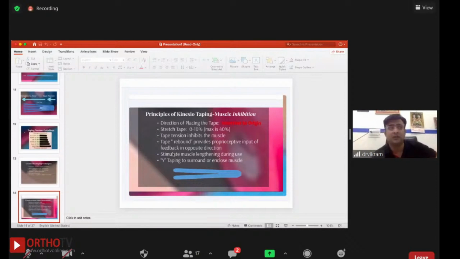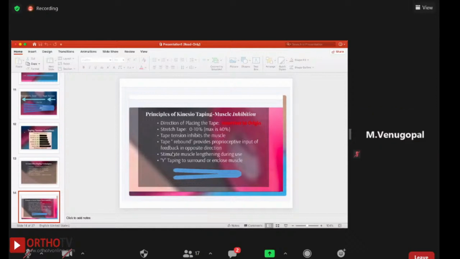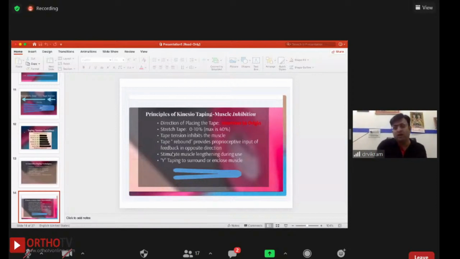When we are doing muscle inhibition, for example, when there is a muscle strain or pull, we use this muscle inhibition technique. Tape tension inhibits the muscle. Tape rebound provides proprioceptive input and feedback in the opposite direction and stimulates muscle lengthening during use. The main thing is, it helps us to reduce spasm. In sports, when there is a muscle strain, for example a hamstring strain or quadriceps strain, or a strain of quadratus lumborum during back pain, or when a bowler is bowling and there is a muscle strain, we use this taping.